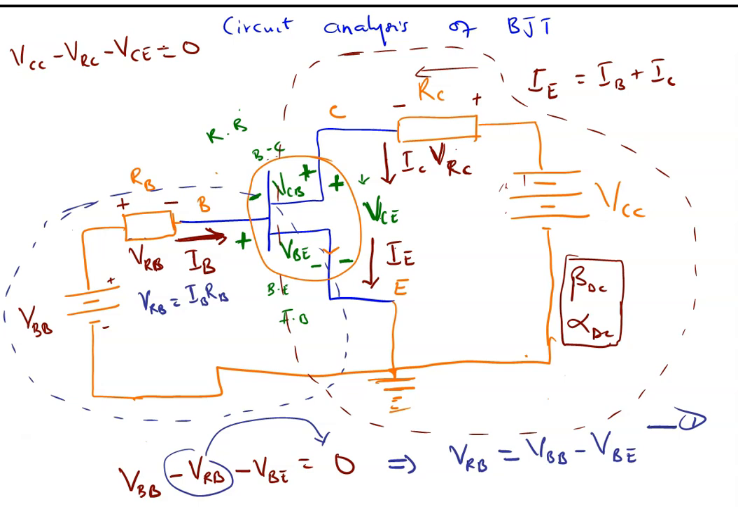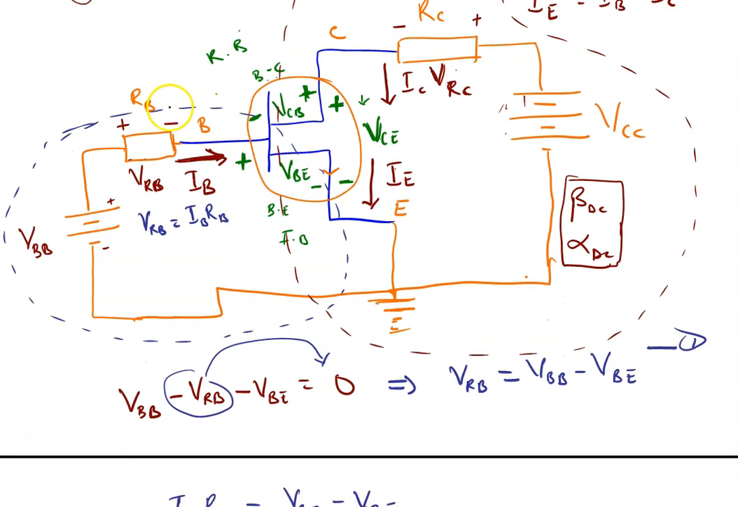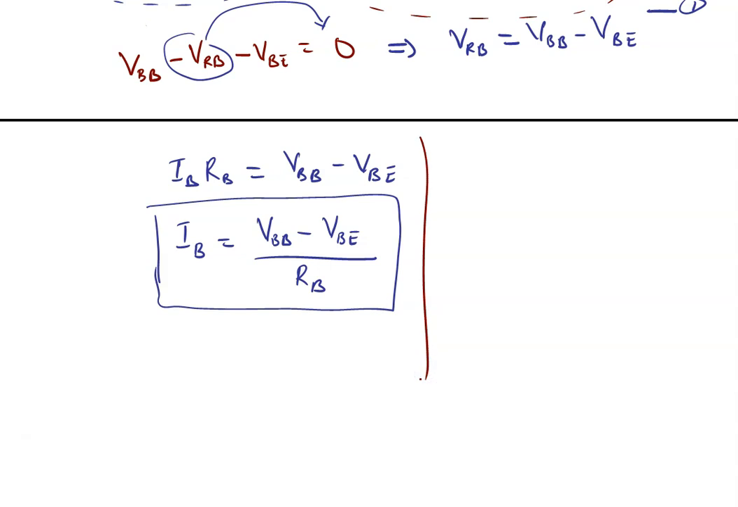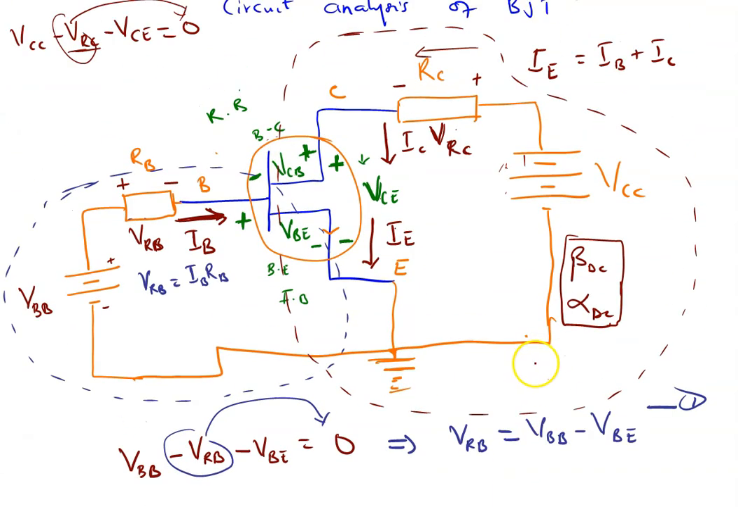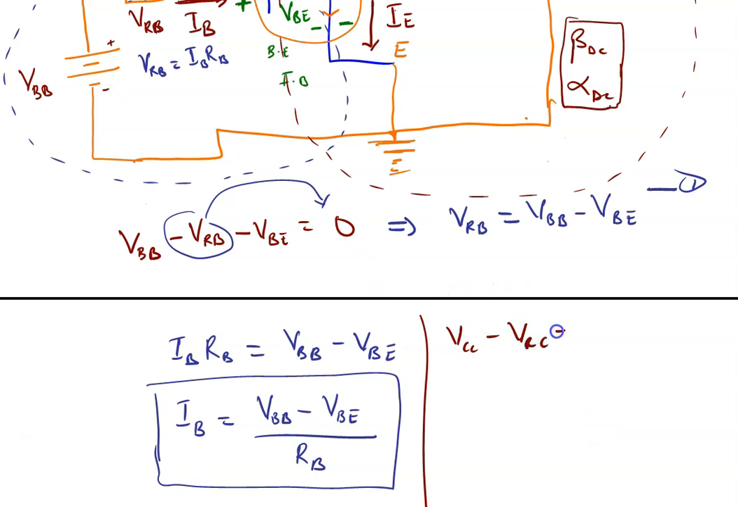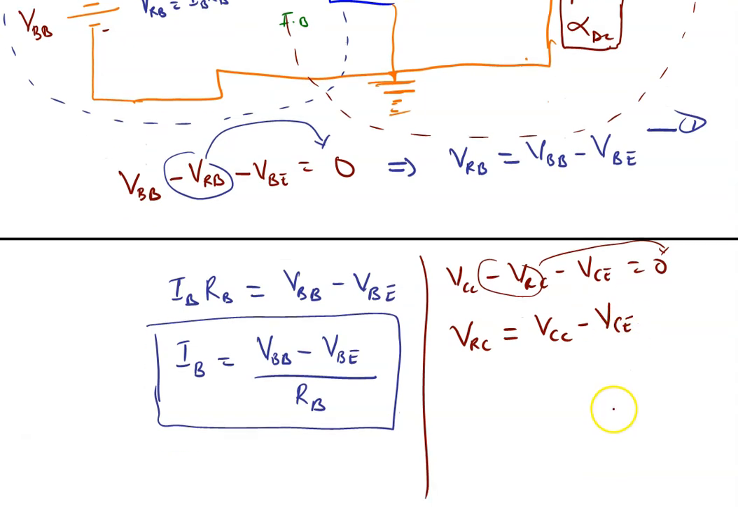Yes. So if you want to find the current IC alone, we need to make VRC the subject. So what do I get if I send the VRC here? Let me go down and write it. I've already obtained VCC minus VRC minus VCE equal to 0. So VRC is equal to VCC, I'm sending VRC to this side of the equation, which will be positive. So we are left with VCC minus VCE.